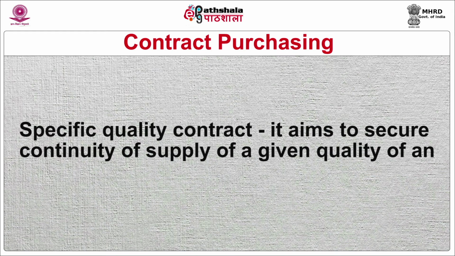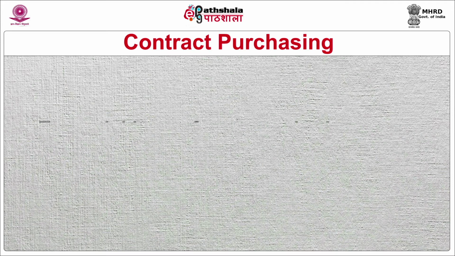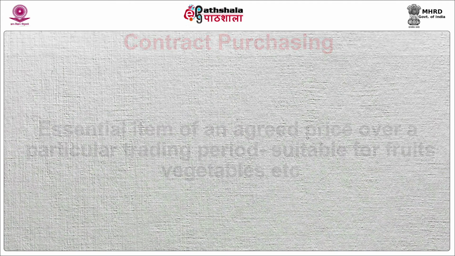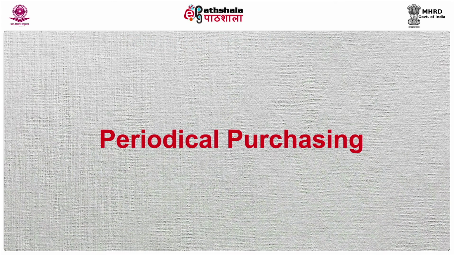Specific quality contract. It aims to secure continuity of supply of a given quality of an essential item at an agreed price over a particular trading period, suitable for fruits, vegetables, etc. Periodical purchasing. The requirements of the establishment are periodically estimated and orders are placed on a weekly, fortnightly, or monthly basis. This is suitable for groceries.